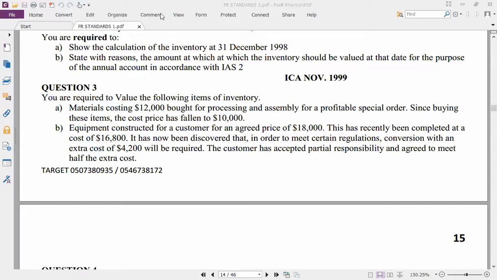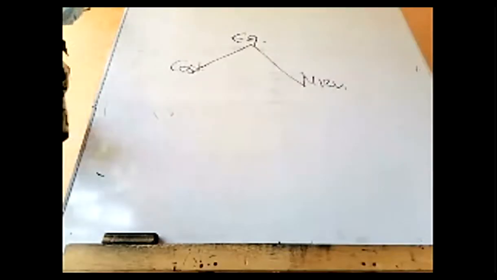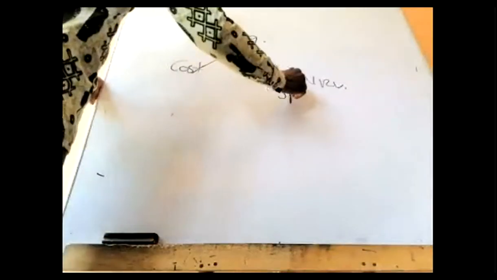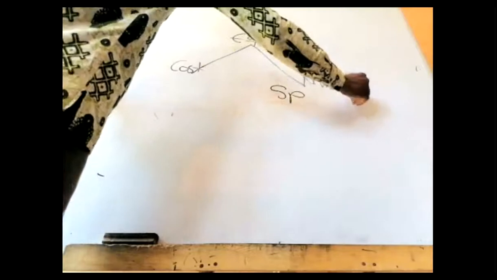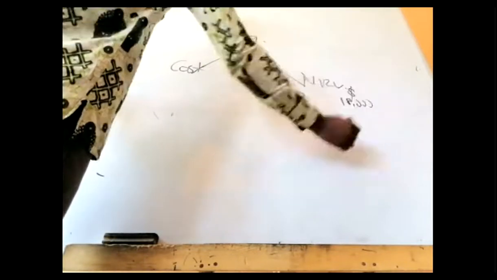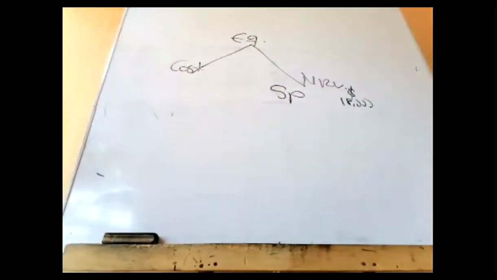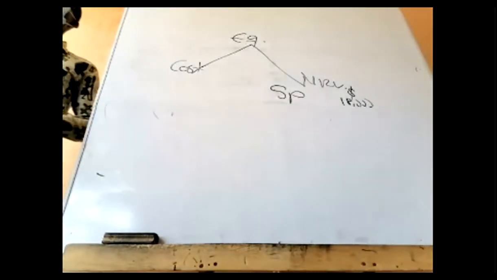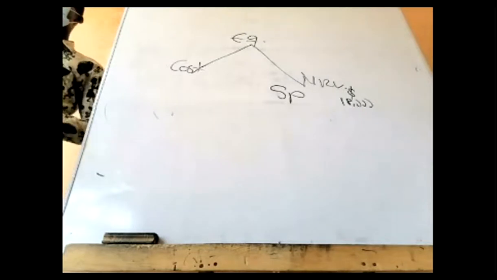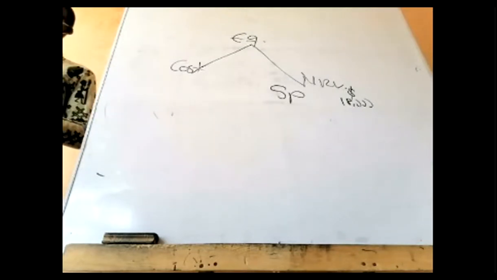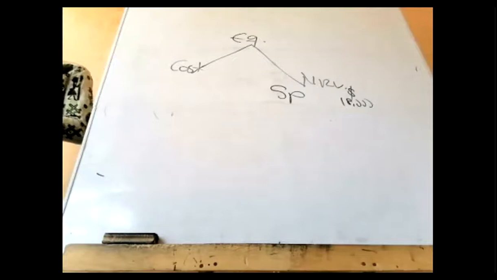Perfect. So I'll go and put estimated selling price or agreed price. So selling price, $18,000. That is the agreed price. Good, that's the selling price. Something that suggests that it is the selling price. That is it. Now let's see.